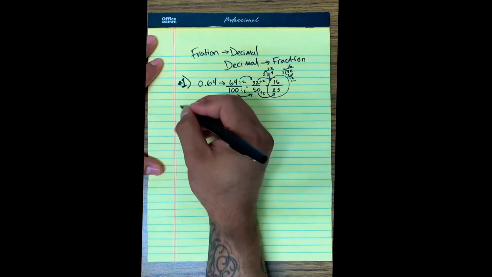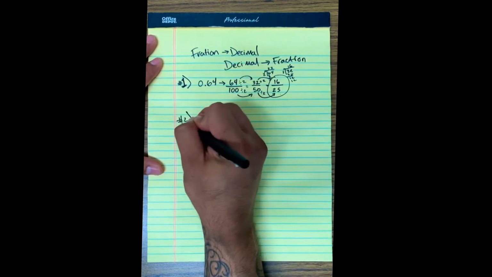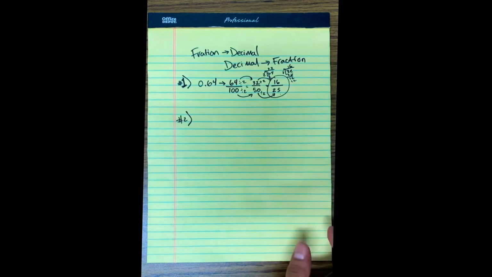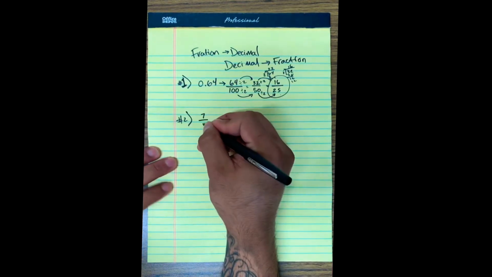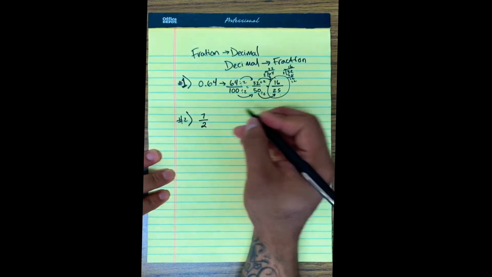Because the only factors for 16, well, it has several, but one of them is 4 times 4. But for sure, it's not going to be 5. Because 25, the only way you can get 25 is 5 times 5.